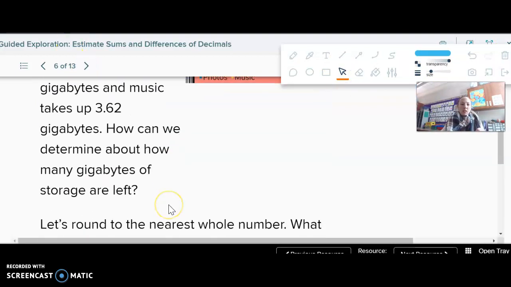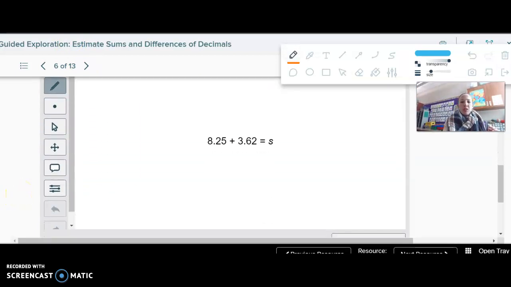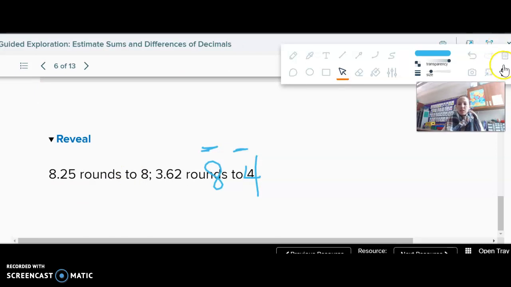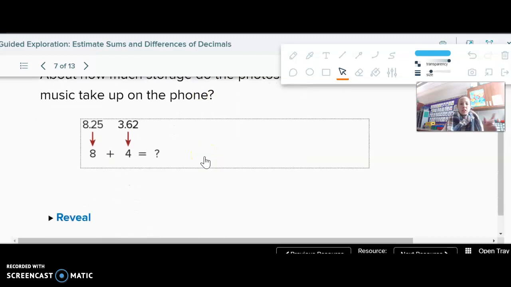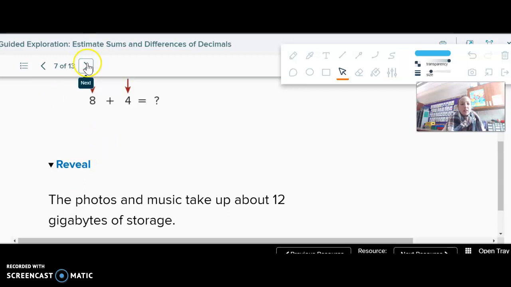So then, if I round to the nearest whole number, like we were doing last chapter, well, 8, and I look next door, the 2 tells me to stay the same, so I round to 8. 3 is my whole number. 6 tells me to go up to 4. So I have 8 and 4 as my estimates, my rounded numbers. Yep, 8 and 4. So then we can add those and get 12. So together they take up about 12 gigabytes.